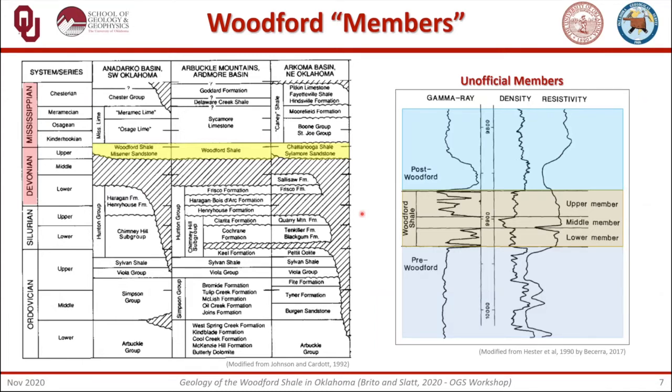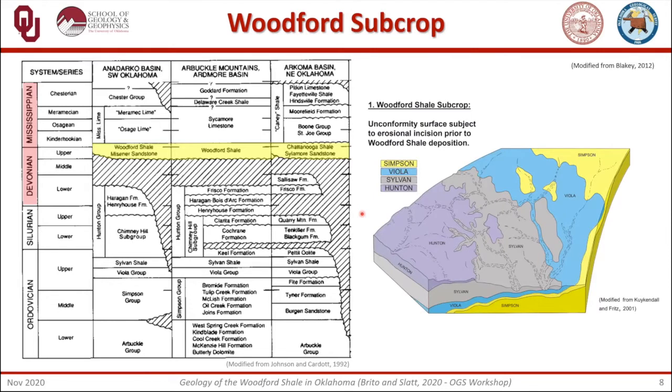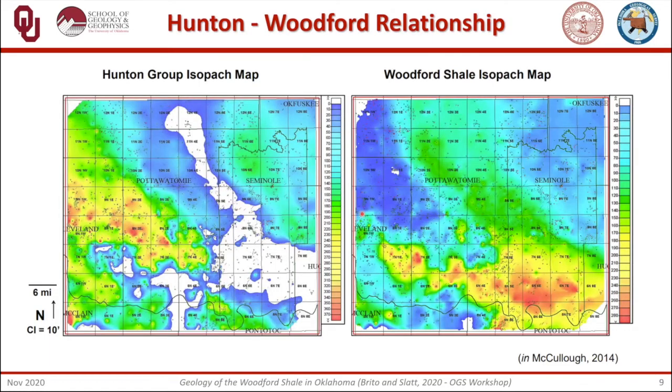So Kuykendall and Fritz in 2001 talk a little bit about that unconformity pre-Woodford. And again, that develops incised valleys, and you can have Woodford deposited on top of the Hunton, Woodford deposited on top of the Sylvan, as well as Woodford deposited on top of Viola and Simpson. This is pretty important because the development of this unconformity drove the position of the Woodford. Whenever the Hunton tends to be highly eroded, or even eroded down to the Sylvan, you're going to find that the Woodford Shale tends to be thicker.